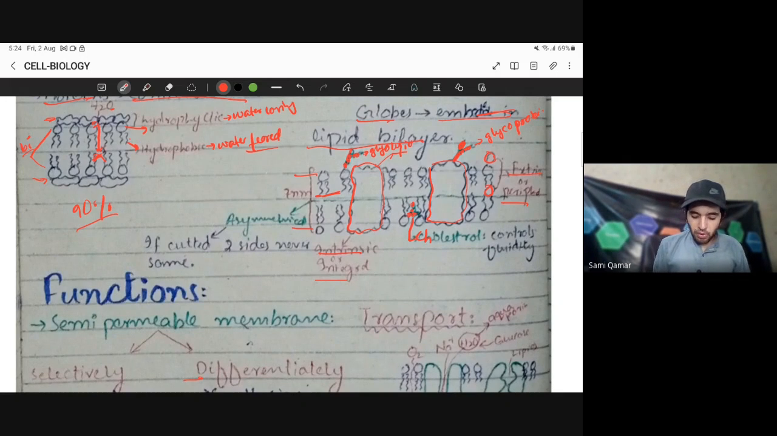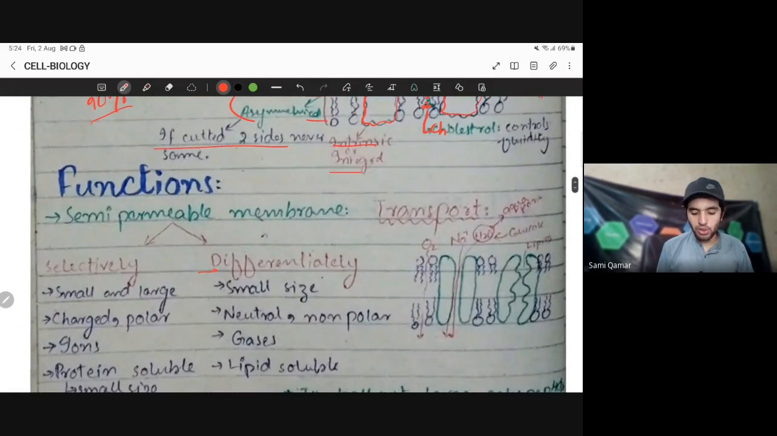Now, an important thing: it is asymmetrical. If you cut it from here, you will see both sides are never the same. Both sides have different contents, because on the outer surface there are more glycoproteins and glycolipids, but inside there are none. That's why they have different composition. I hope you are getting this.